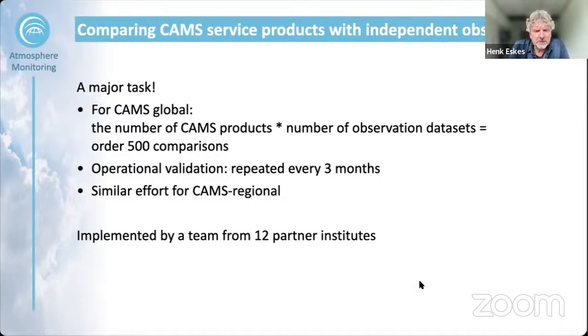And also it's an operational approach. So what we do is we repeat our validation activity every 3 months, and we give updates of validation reports every 3 months. And that's for CAMS Global, but also for CAMS Regional, the efforts are of similar order of magnitude. This is, of course, not something I do myself, but it's implemented by a team of 12 partners. Some 30 people are involved in the CAMS validation. So a lot of the credit goes to all these partners. I didn't list all the names, but it's important to realize that all the work is done by many, many people contributing to this activity.